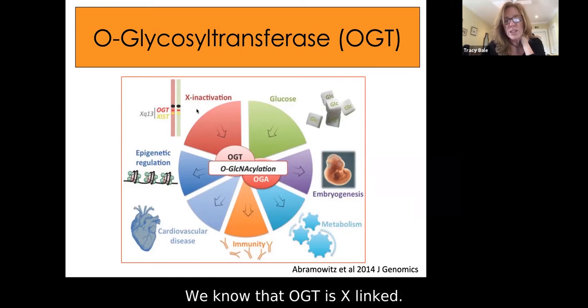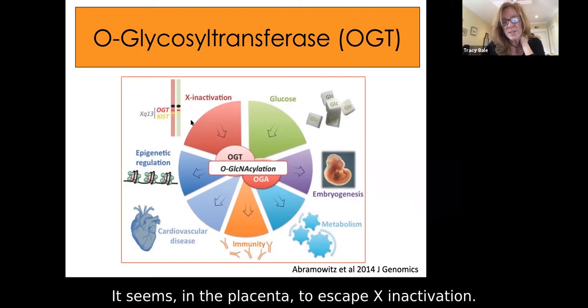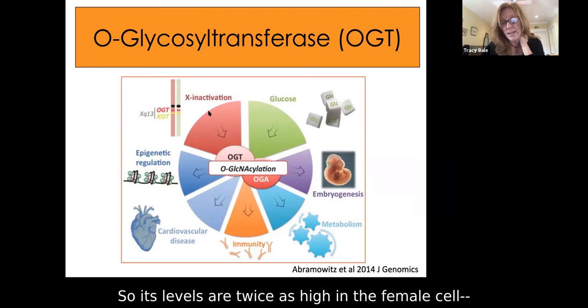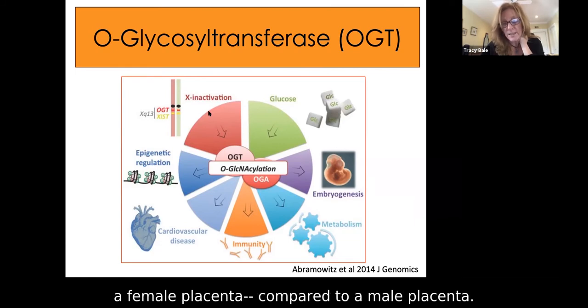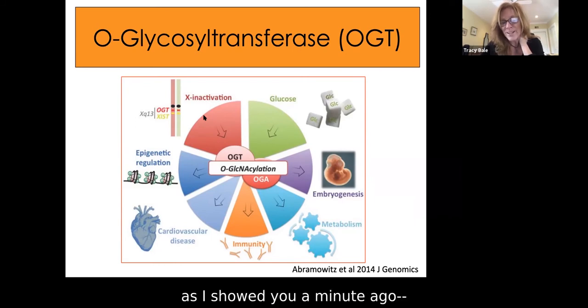We know that OGT is X-linked. It seems in the placenta to escape X inactivation. So its levels are twice as high in a female placenta compared to a male placenta. And as I showed you a minute ago, the trophectoderm, which gives rise to the placenta trophoblast cells, is the same sex as the developing fetus.